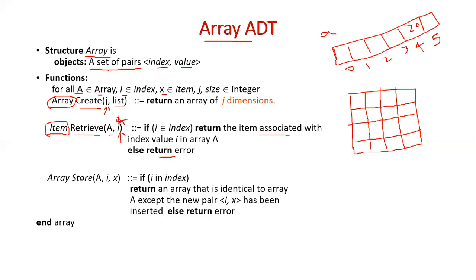Then a typical array will have a function called store, store(A, i, x). In this particular array, at index location i, store this value x. Again you check if i is a valid index location, then it will return an array in such a way that this new value x will be added in the location i. Otherwise, it will return error. So it will return an updated array which is updated with the value x at the ith location.